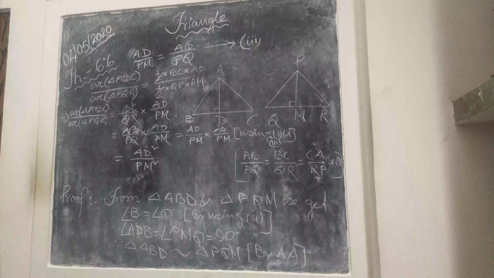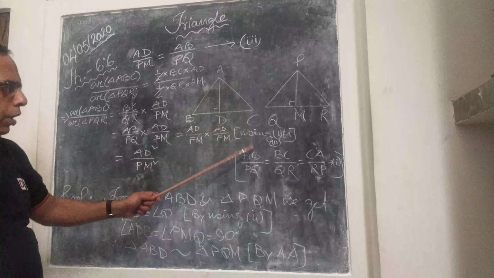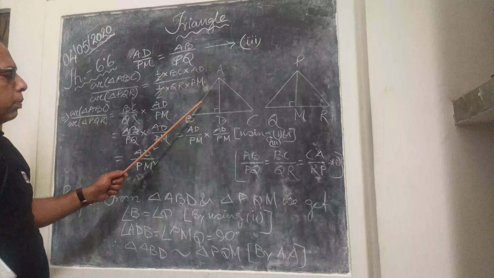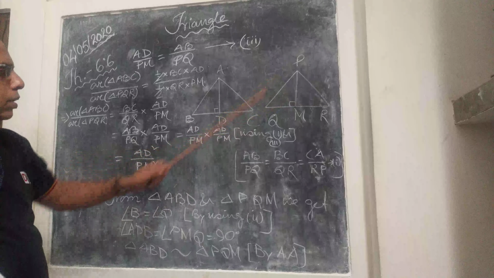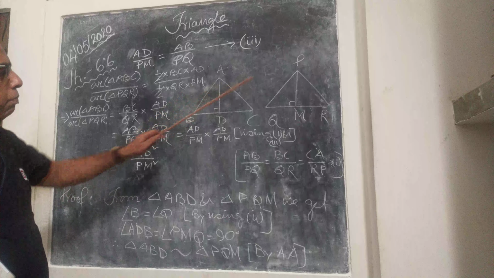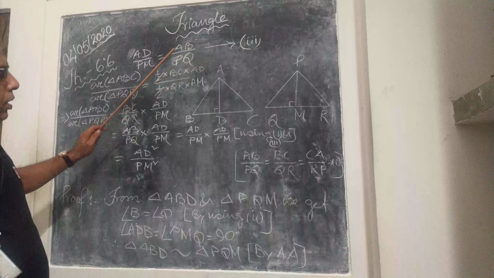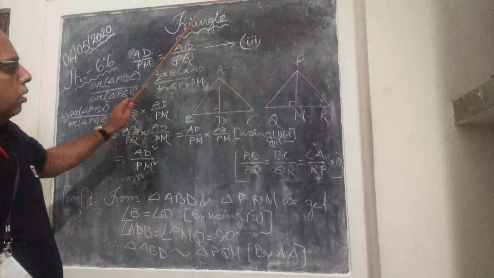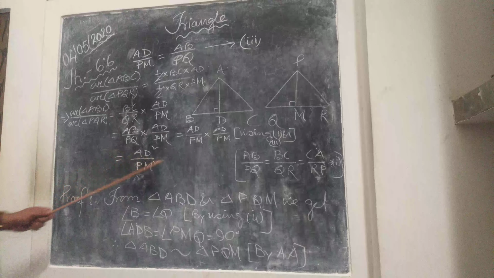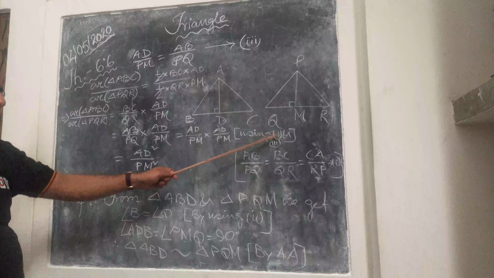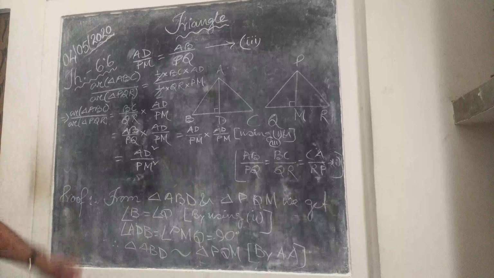First of all, we have shown that these two triangles, triangle ABD and triangle PQM, are similar by angle B equals angle Q and the other angles. Therefore AB by PQ equals AD by PM, which implies BC by QR equals AD by PM. You can write that down also. If you are not writing, remember you have to write here using 1, 2, 3, and then AD square by PM square. This is the end of this theorem.